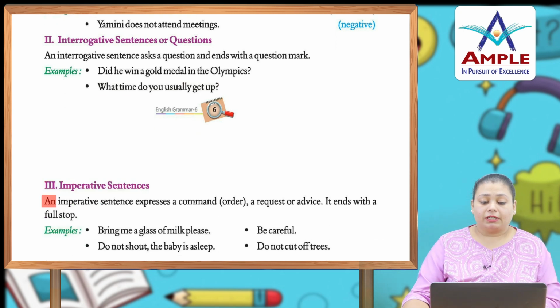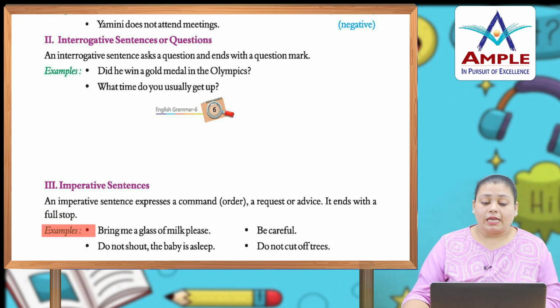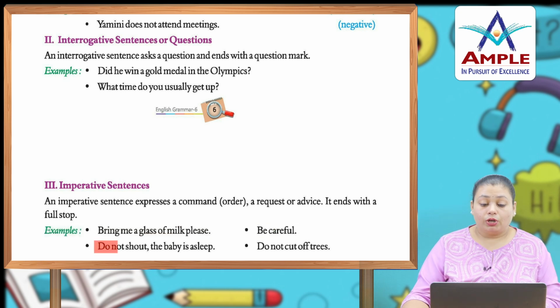Now, the imperative sentence. An imperative sentence expresses a command, order, a request or advice, and it ends with a full stop as well. Now, example: bring me a glass of milk, please. Here you are requesting someone that you want a glass of milk, please bring me a glass of milk. Okay. Be careful. Do not shout, the baby is asleep. Do not cut off trees. Okay, here you are giving command, advice, request, and order as well.